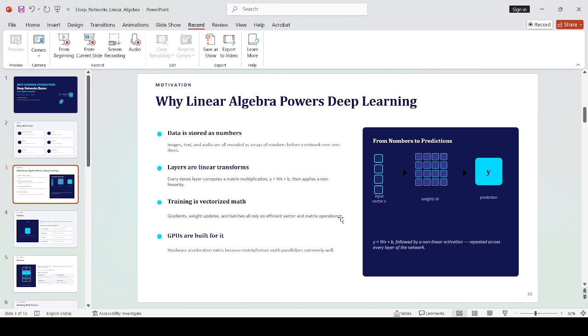One of the most important equations in deep learning is y = wx + b, where x represents the input, w is the weight matrix, b is the bias term, and y is the output value. This operation is repeated across multiple layers until the model produces its final prediction. Another reason linear algebra is important is that GPUs are specifically designed to perform matrix and tensor operations efficiently, making deep learning much faster.